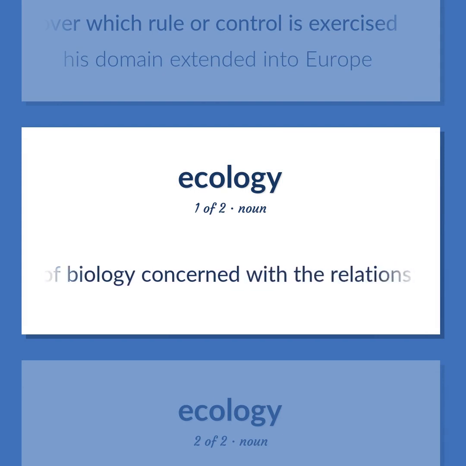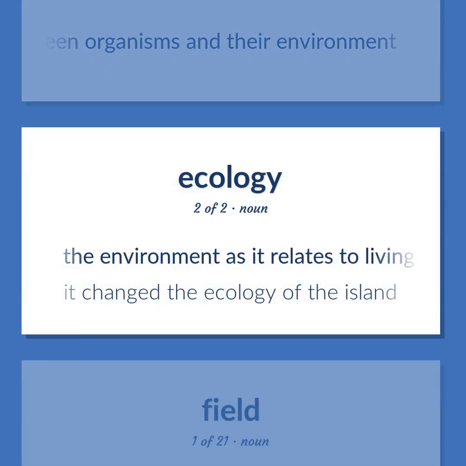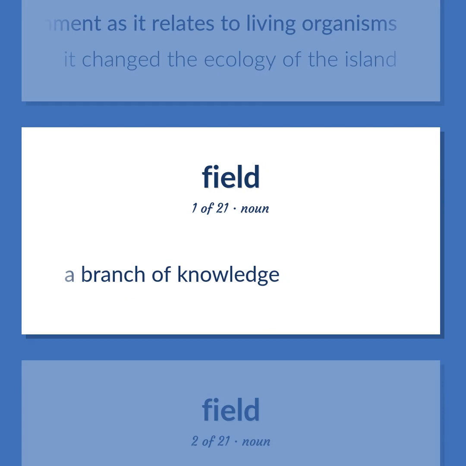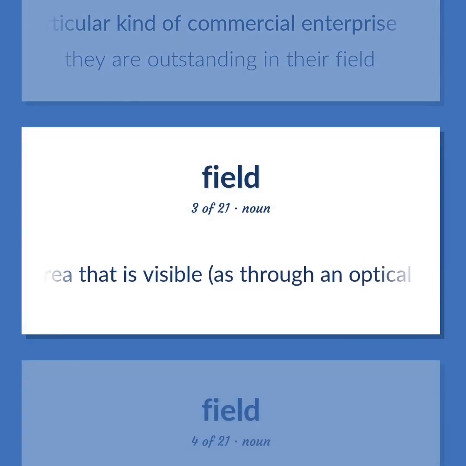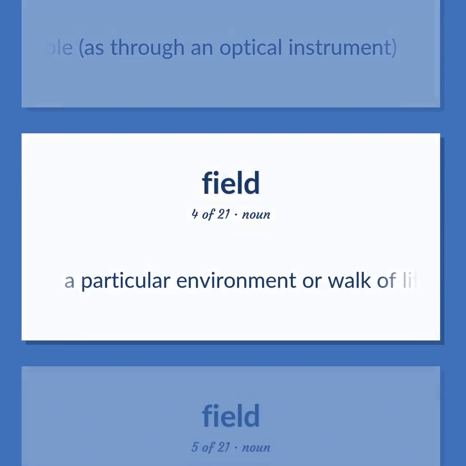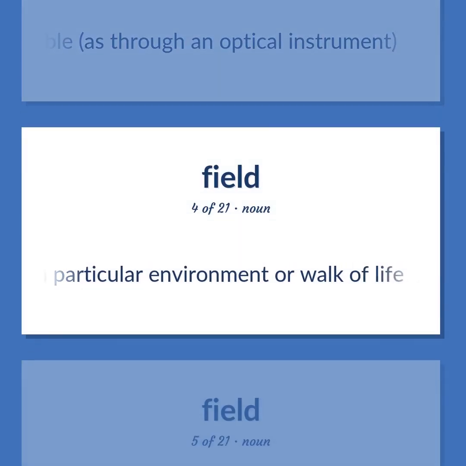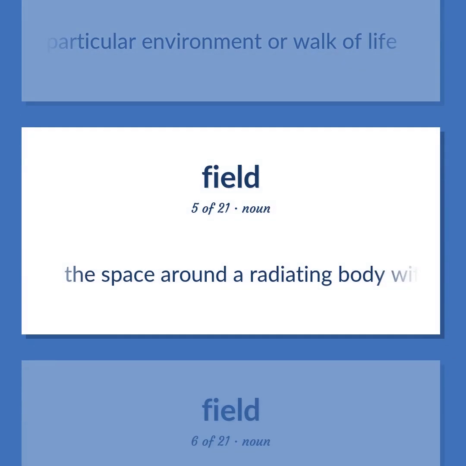The branch of biology concerned with the relations between organisms and their environment. The environment as it relates to living organisms. It changed the ecology of the island. A branch of knowledge. A particular kind of commercial enterprise. They are outstanding in their field. The area that is visible, as through an optical instrument. A particular environment or walk of life. The space around a radiating body within which its electromagnetic oscillations can exert force on another similar body not in contact with it.